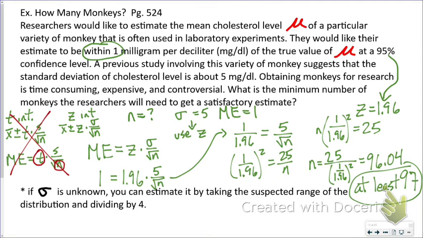Lastly, at the very bottom of the page, we have one last approximation. This is a big approximation. If we know very minimal information, you can approximate sigma by taking the range and dividing by 4. That's once again worst case scenario. We have a lot of those, it seems, in stats.